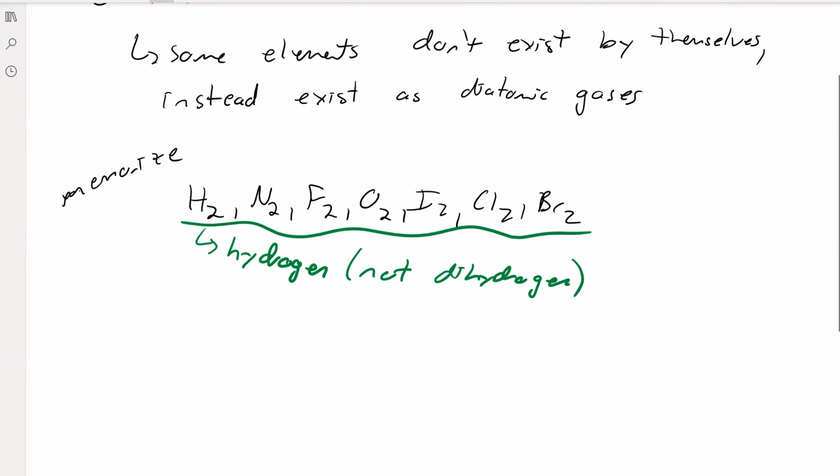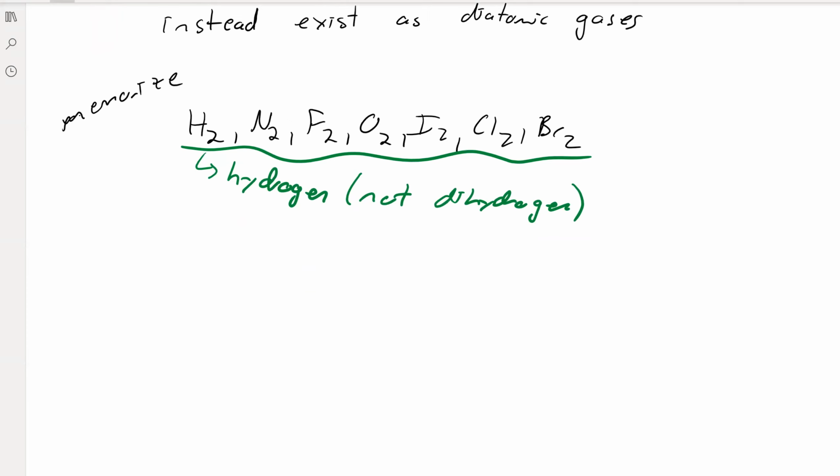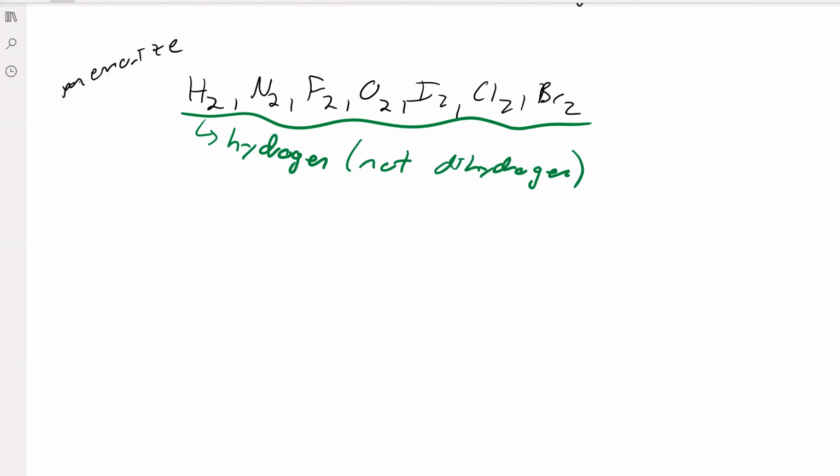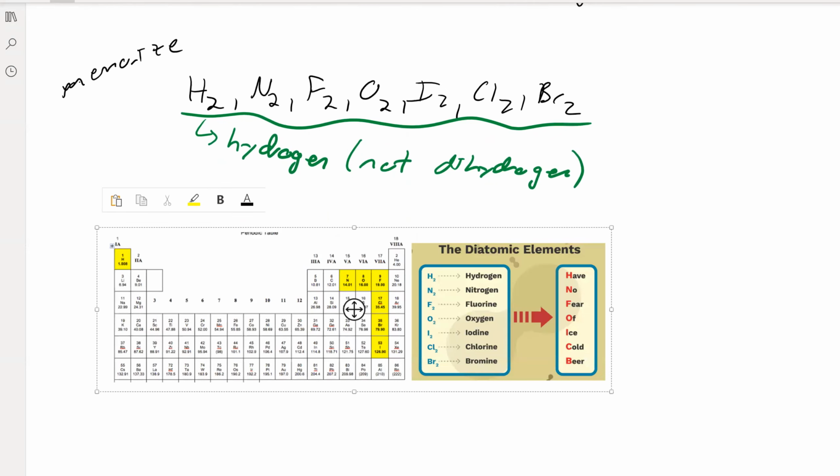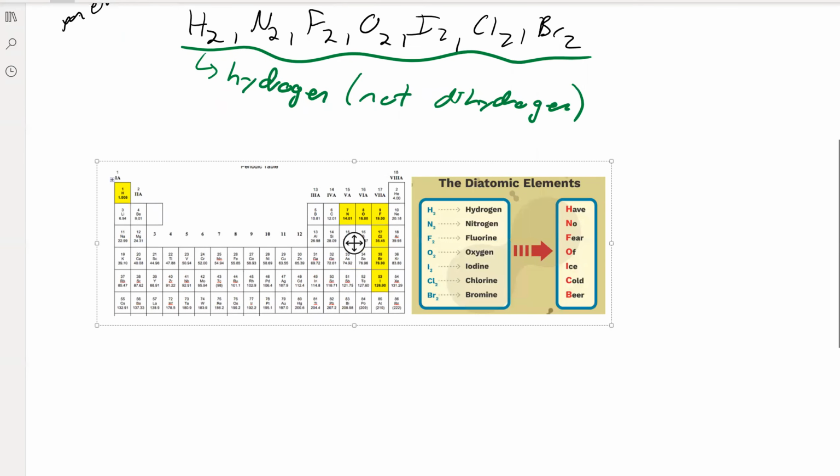So it's important to notice that when someone says oxygen and hydrogen react with one another, what they're talking about is H2 and O2. And here's just a little picture there. So those are the 7 diatomic gases.